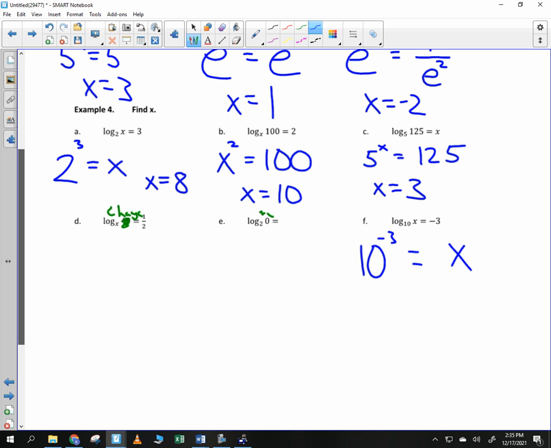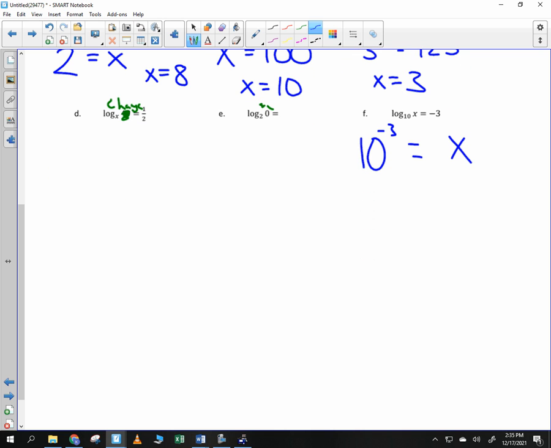And finally, 10 to the negative 3 power is equal to x. What's 10 to the third? 10 times 10 is 100, times 10 more is 1,000. So if it's negative 3, that would be 1 over 1,000. And that's that.